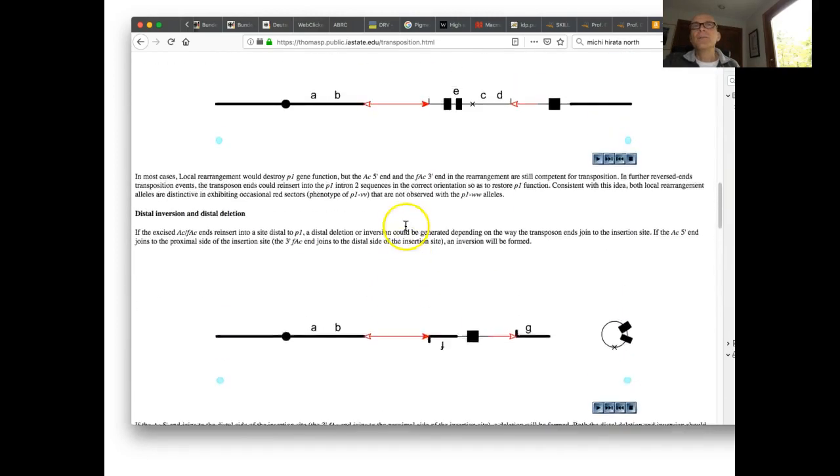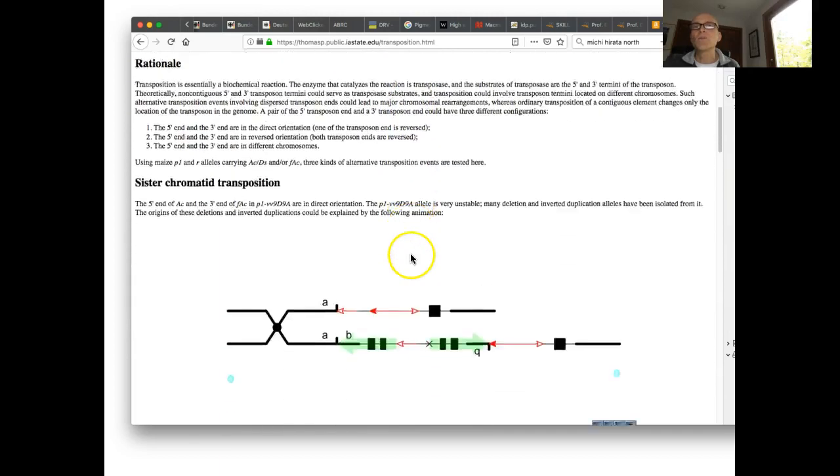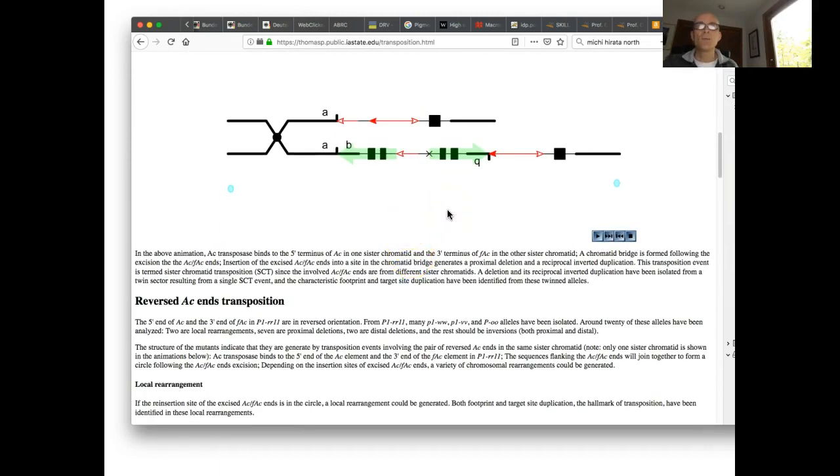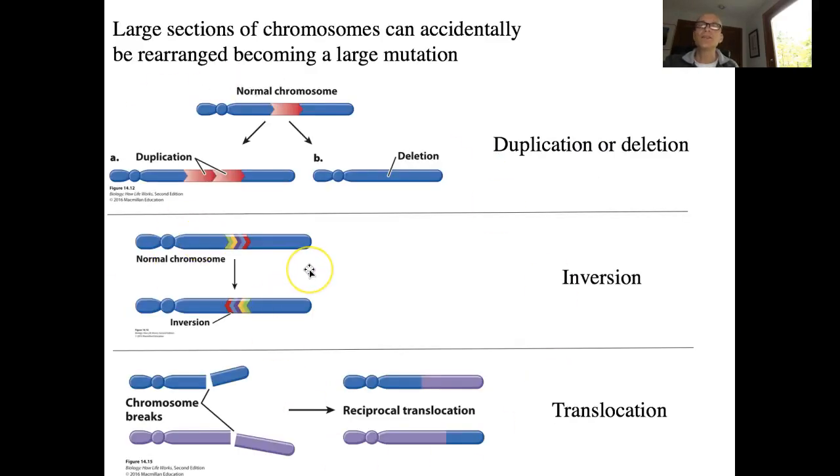So you can come back to this particular website. It's up here. You can read a lot more about transposons and what kind of weird things they can do. But all I hope that you appreciate from this little bit of discussion here is how transposons can lead to all these different types of deletions or inversions or translocations that can happen within the genome.